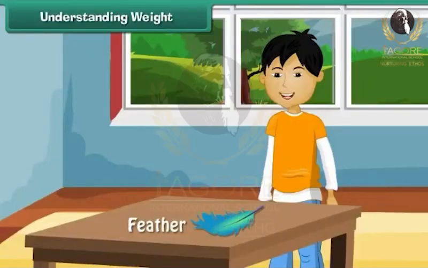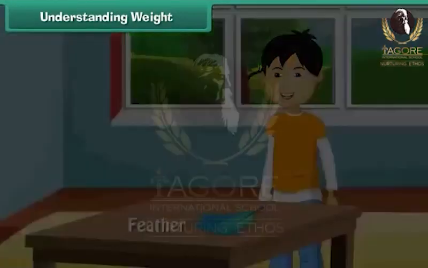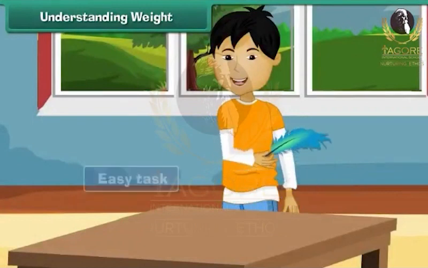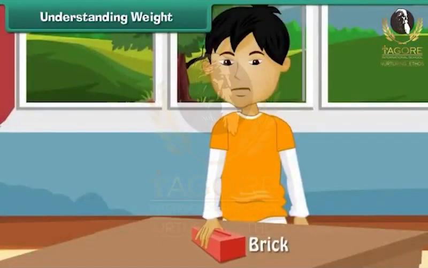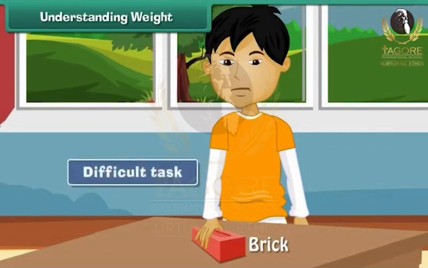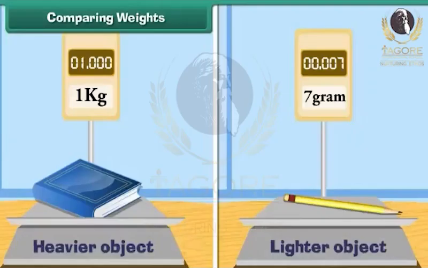Understanding weight. Let us understand the concept of weight with the help of an example. Lift a feather. Isn't it an easy task? This is because the feather is light. Now try lifting a brick. Do you find the task difficult? This is because the brick is heavy.